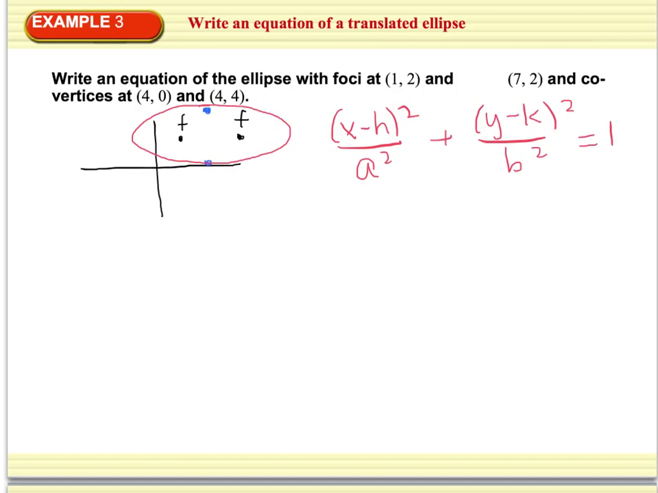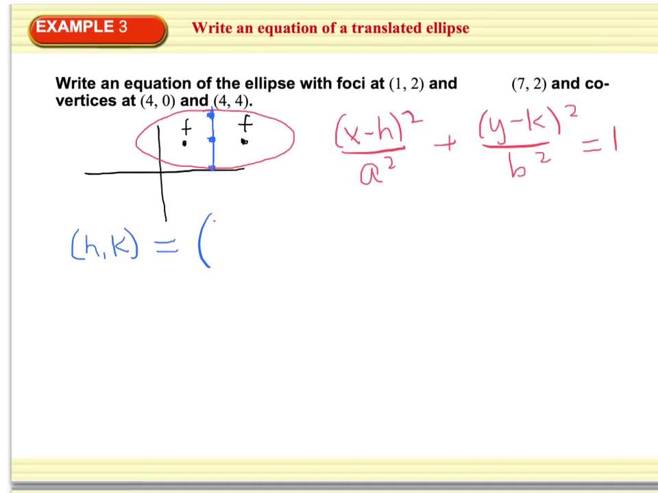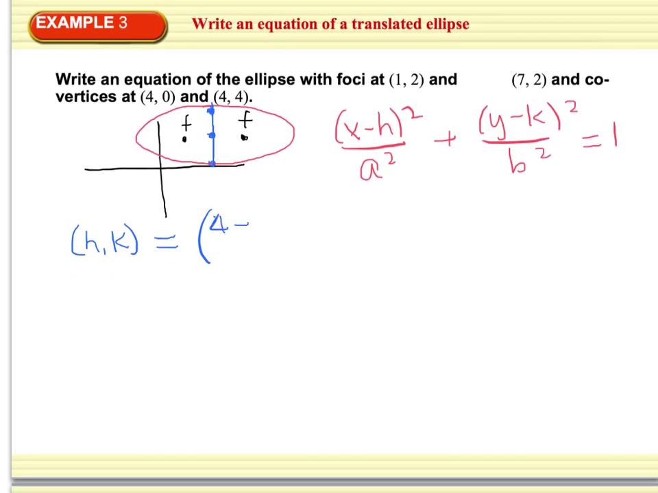Now again, we need to identify our h and k points, which when we're dealing with an ellipse is really the center point. And we can find that center point because we were given our co-vertices, and the center point is really the midpoint of our co-vertices. So we want to find the midpoint of the co-vertices, and to do that we're going to add the x coordinates together, and we have 4 plus 4 divided by 2.